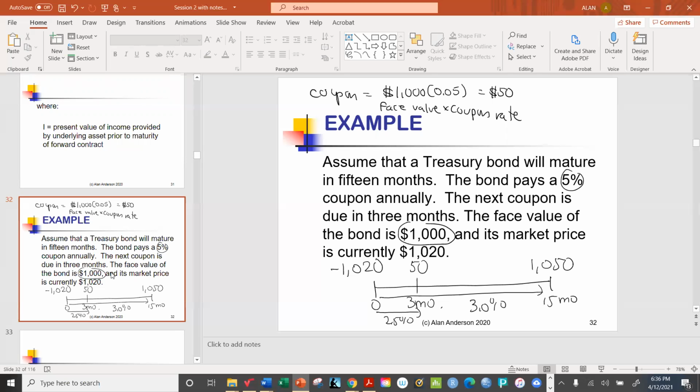Now, we don't know when this bond was actually purchased. It's going to mature in 15 months. That's the key detail. So here's today, down here at the bottom, 0 represents today. Then you've got 3 months from now, we're getting our next coupon payment of $50. And then a year later, we're getting the entire face value back plus one final coupon, which brings the total up to $1,050.